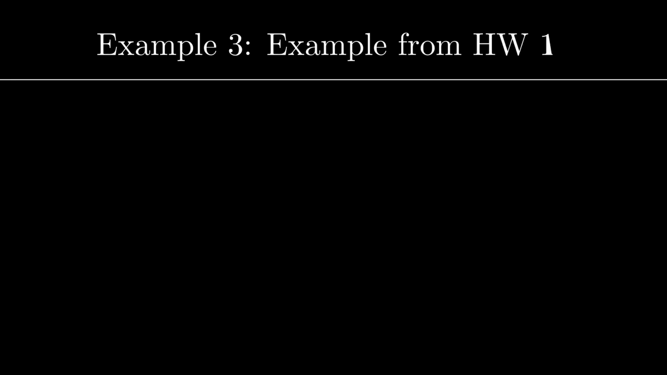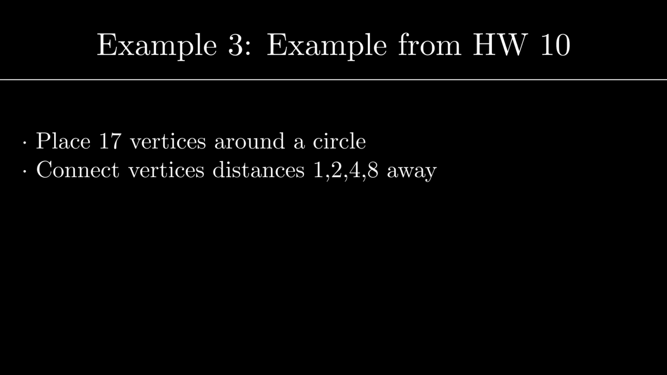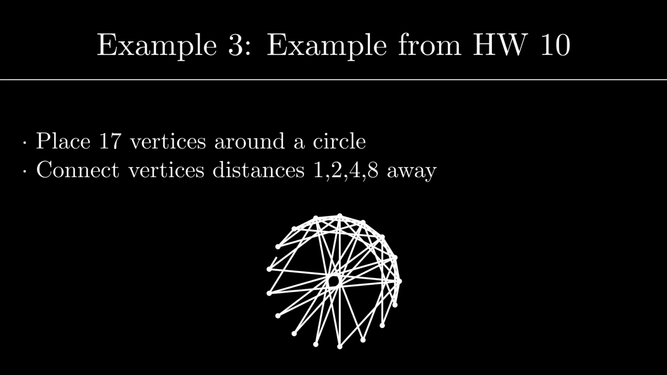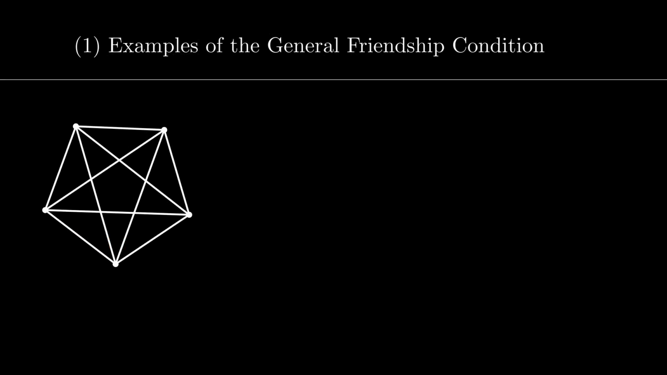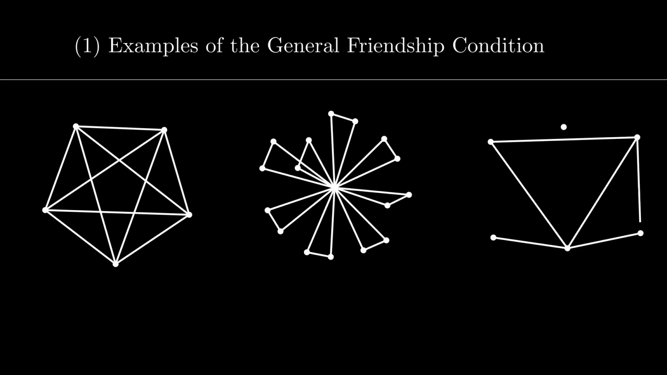Our third example is the graph from homework 10, in which we place 17 vertices around a circle and connect vertices that are distanced 1, 2, 4, or 8 away. This also satisfies the condition, as we can quickly verify. From these examples, we can see that the category of graphs with the general friendship condition is broad, so we're going to focus on a specific case of this condition.